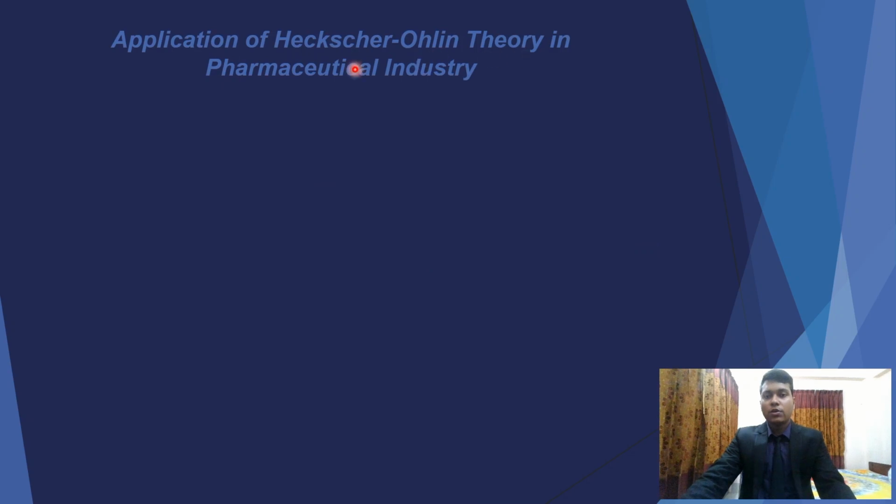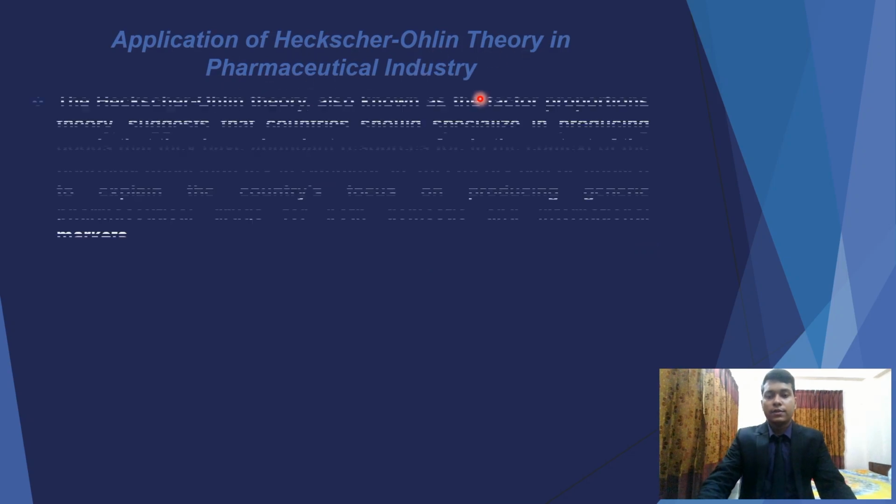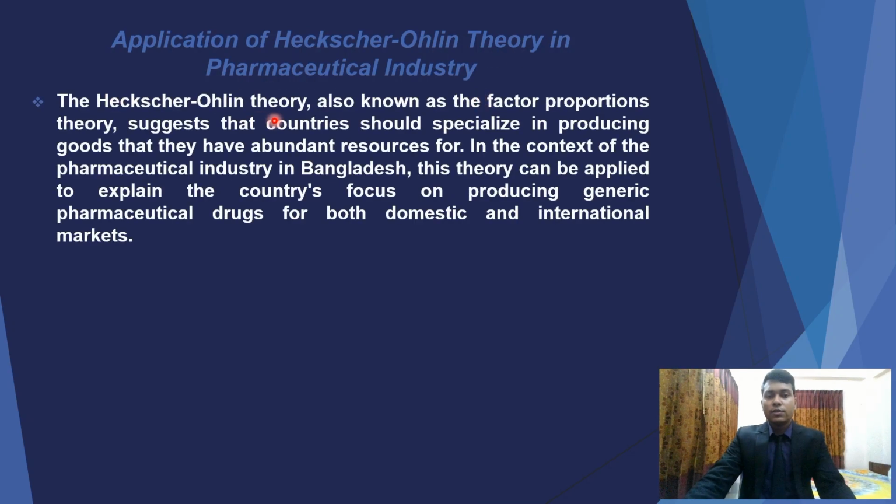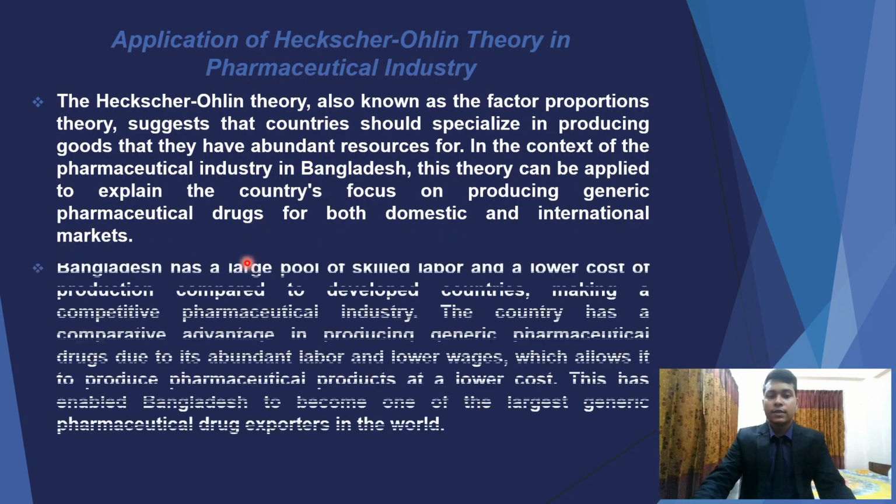Application of Heckscher-Ohlin theory in the pharmaceutical industry. The Heckscher-Ohlin theory, also known as the factor proportions theory, suggests that countries should specialize in producing goods that they have abundant resources for. In the context of the pharmaceutical industry in Bangladesh, this theory can be applied to explain the country's focus on producing generic pharmaceutical drugs for both domestic and international markets.